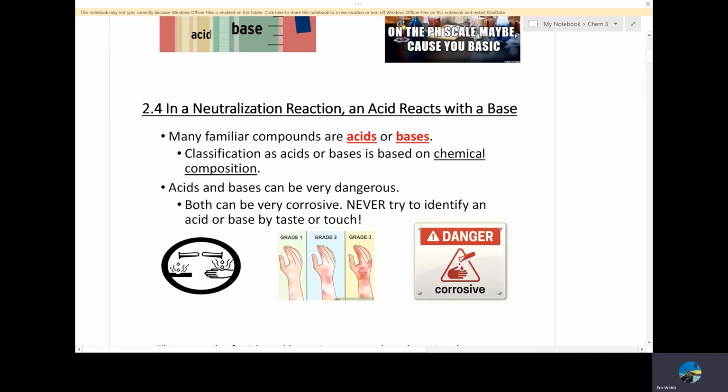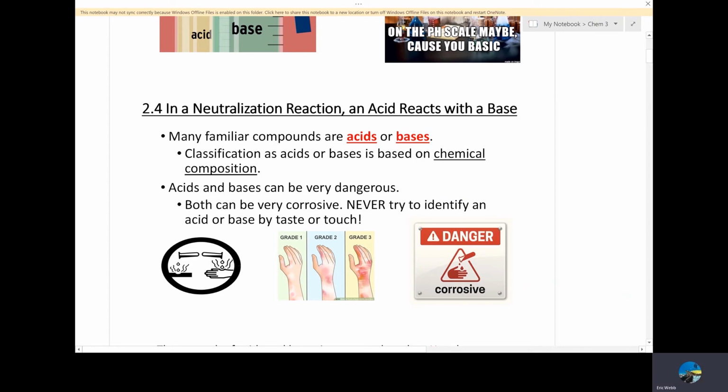So acids and bases are some very common compounds. You've got lots of them around your house, and you've probably even eaten some of them today. So we classify acids and bases based on their chemical composition. Acids and bases can be extremely corrosive. That's why you never, ever touch them, especially in the chemistry lab. So don't use touch to figure out if something is an acid or if it's a base.